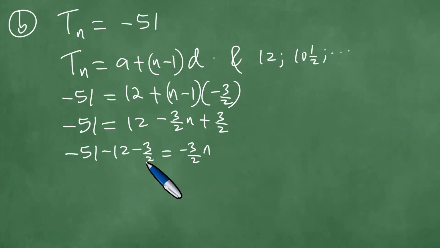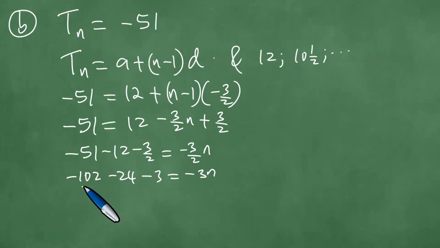Okay, so yeah, we just need to solve for n. One way, to make things easier, is to multiply through by 2. Multiply minus 51 by 2, you have minus 102. Multiply 12 by 2, you have 24. If you multiply this one by 2, the 2 cancels, giving us minus 3. Multiply this one by 2, the 2 cancels, giving us that.